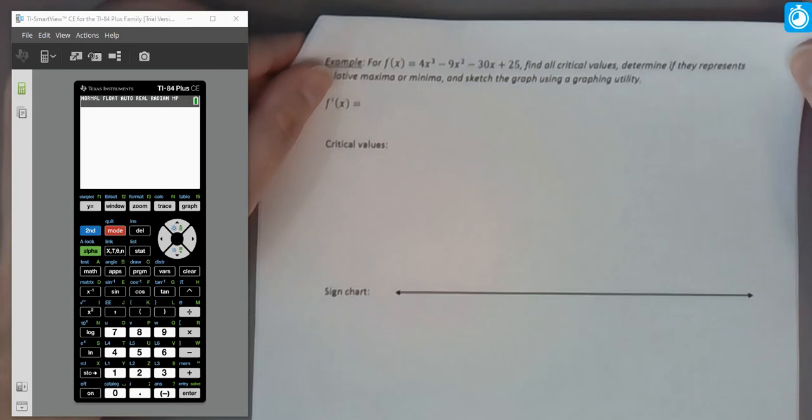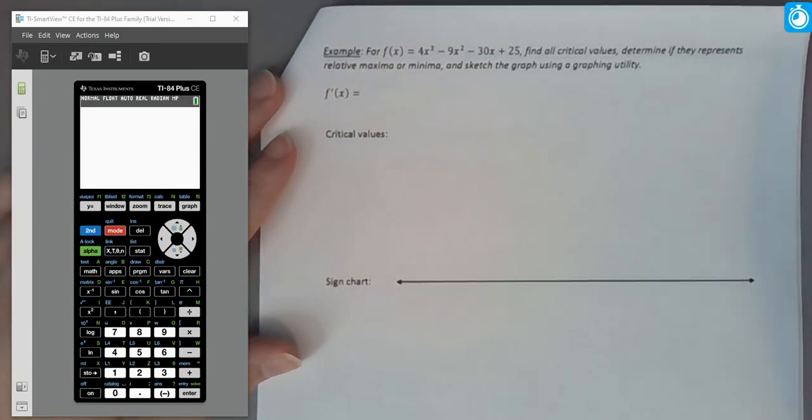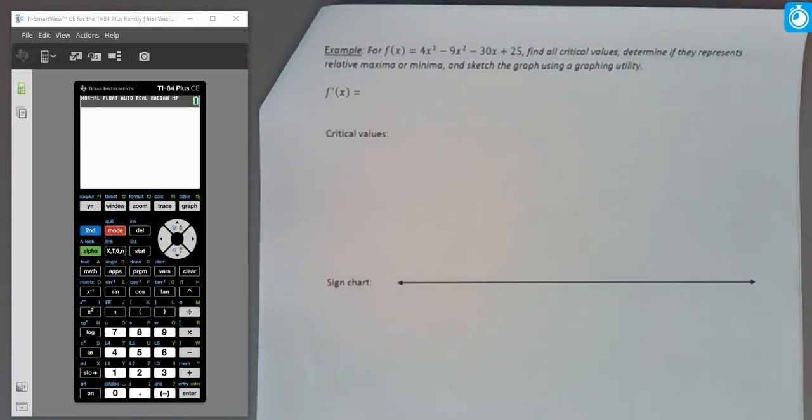So again, what's the goal? The goal is to find the locations of our maximum values and our minimum values. Okay, so for this function, f of x is equal to 4x cubed minus 9x squared minus 30x plus 25. The first thing we want to do is find all of the critical values. And then we want to use the first derivative test to determine if they represent relative maxima or minima. That's the plural for maximum and minimum. And then we want to sketch the graph of the function using a graphing utility. In other words, using our graphing calculator.